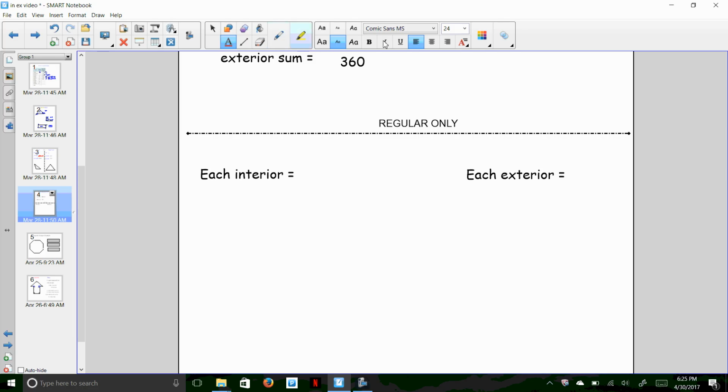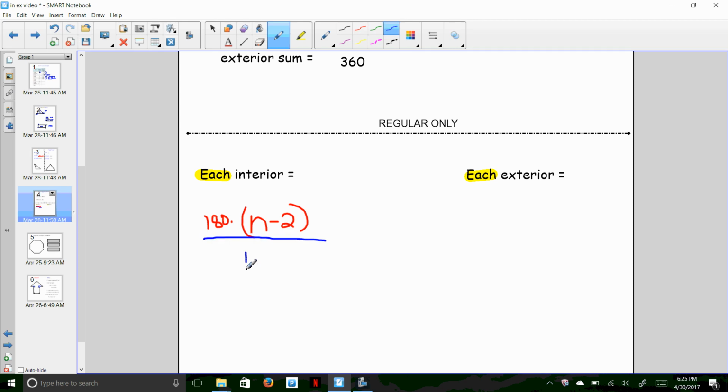there's an important word that we got to make sure we see. We got to see the word each, interior and each exterior. So here's the formula for when we see the word each. We start with N minus 2 times 180, and what we need to add to it is divided by N. And that will get us each interior.